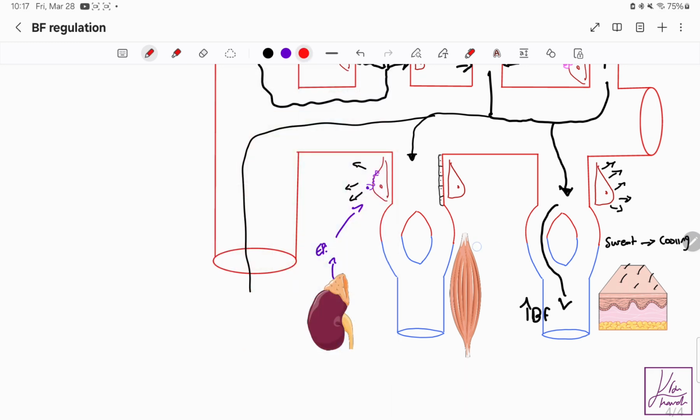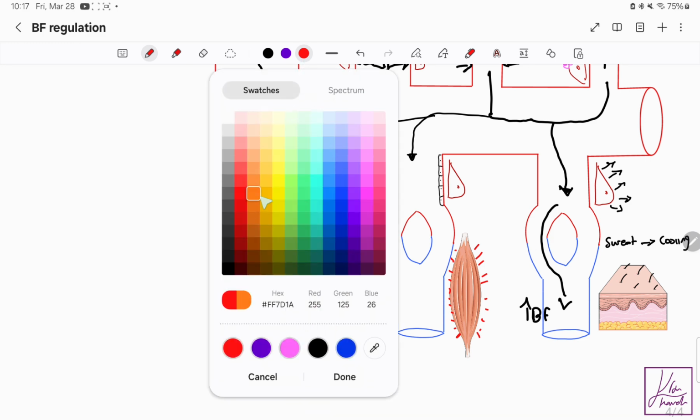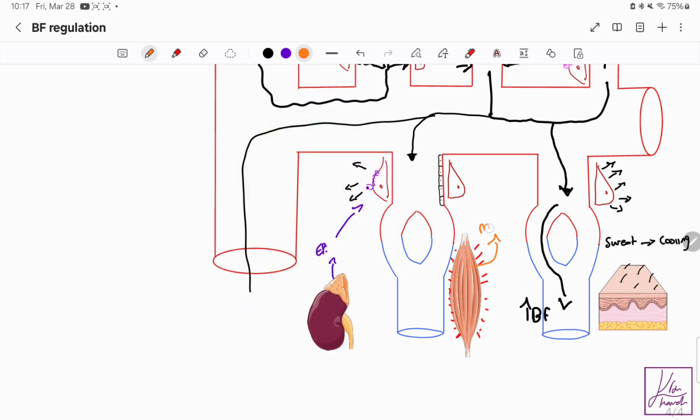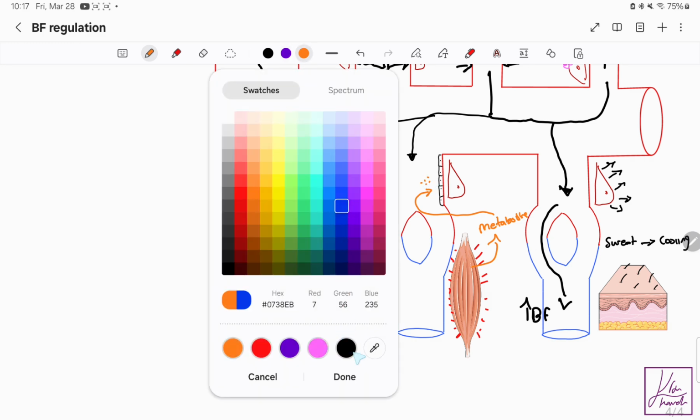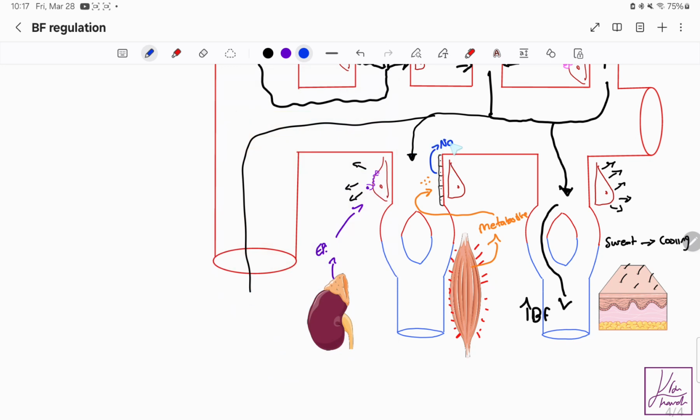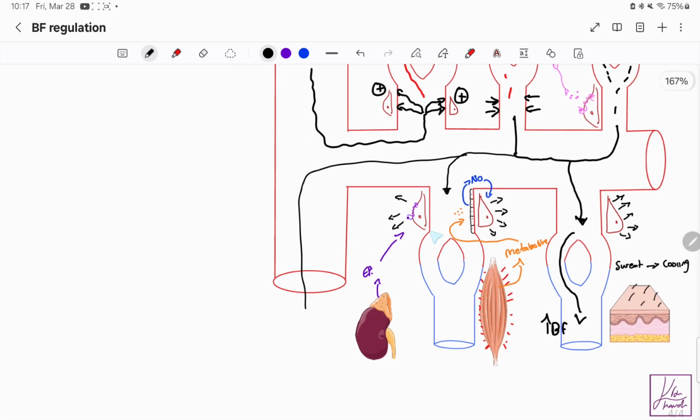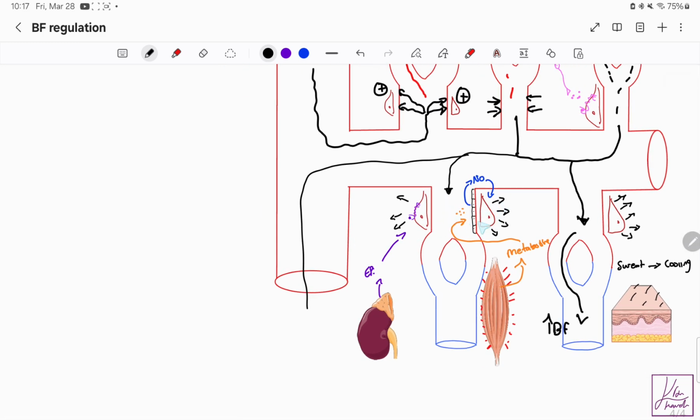So look at this, the skeletal muscle, right? It is active. It is producing a whole bunch of metabolites, okay? And those metabolites, if you guys remember, are going to come here, accumulate inside of this arteriole, and they're going to stimulate the endothelial cells there to produce nitric oxide. And the nitric oxide will then stimulate the relaxation of these smooth muscle cells, causing vasodilation.